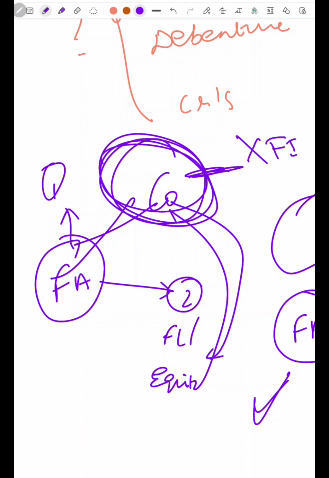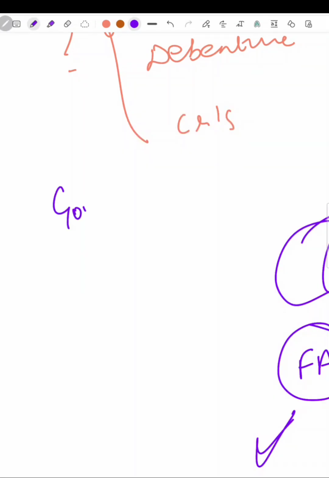Okay, fine. So now if you see, we pay tax to the government. Am I right? So we will be paying tax to government.